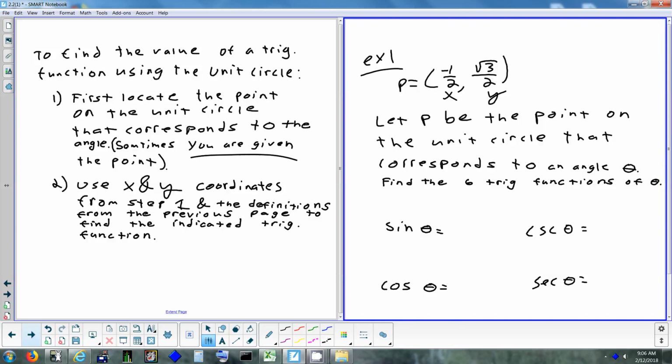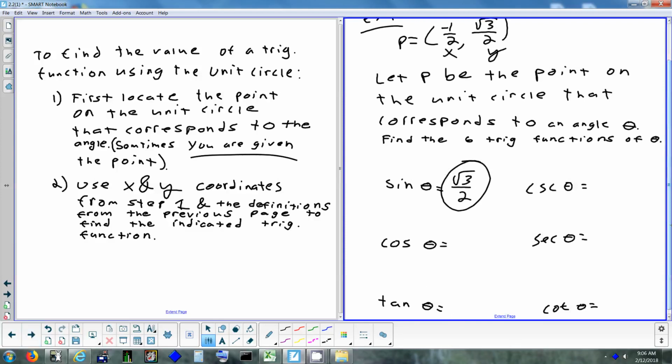Okay, so let's start with sine. What was our definition for sine? y/1, or we could just simplify it to y. So it's really just y, and what's the y value here? Square root 3/2. That's it. So that is the sine of some angle, which we don't know, but that's the sine of it. It's the square root of 3/2.